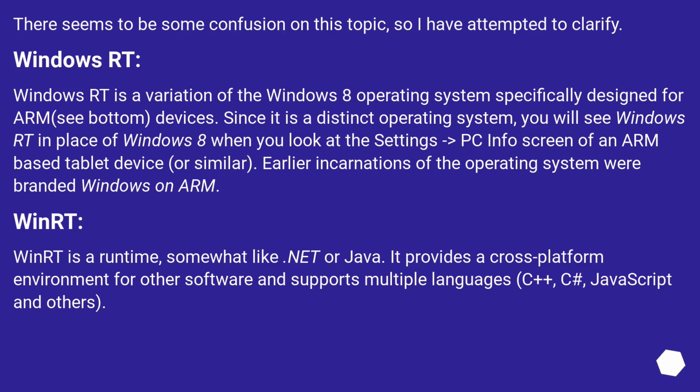There seems to be some confusion on this topic, so I have attempted to clarify. Windows RT. Windows RT is a variation of the Windows 8 operating system specifically designed for ARM-based devices. Since it is a distinct operating system, you will see Windows RT in place of Windows 8 when you look at the settings and PC info screen of an ARM-based tablet device, or similar. Earlier incarnations of the operating system were branded Windows on ARM.